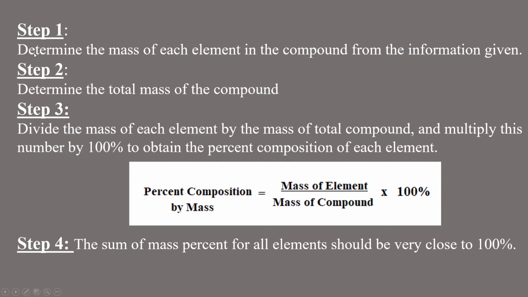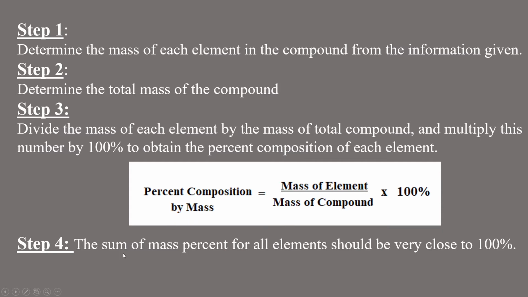Step number one is determine the mass of each element in a compound from the information given. Step number two is determine the total mass of the compound. Sometimes the total mass of the compound is given as is in a problem, and sometimes you have to add the mass of each individual element to find the total mass of the compound. Step number three is divide the mass of each element by total mass of the compound and multiply it by 100% to determine the percent composition of each element.